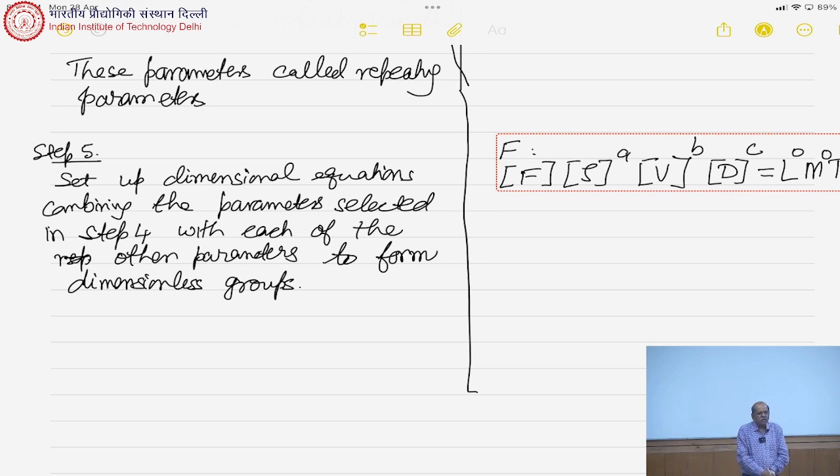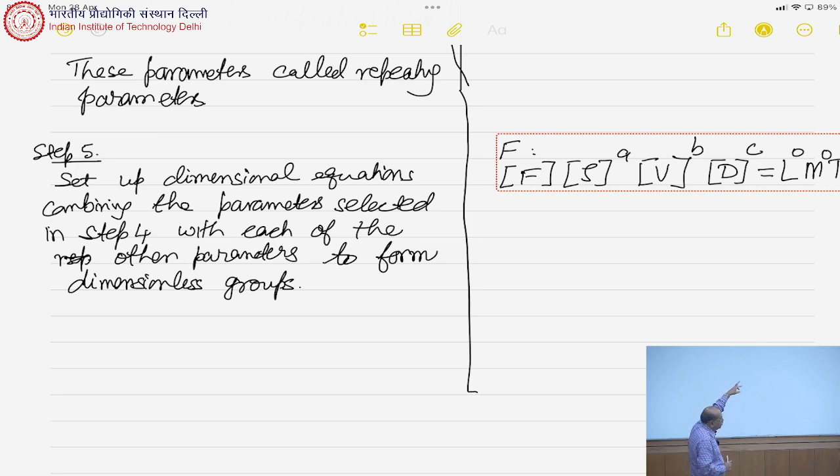Let's see, what is rho V square? From Bernoulli's equation, we know rho V square has dimensions of pressure. So pressure multiplied by area is force. That means rho V square D square will have dimensions of force. So what will be the dimensionless group? Force divided by rho V square D square. So this is how you get it by inspection.